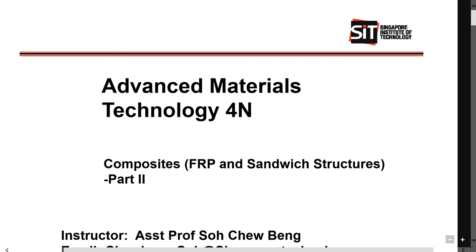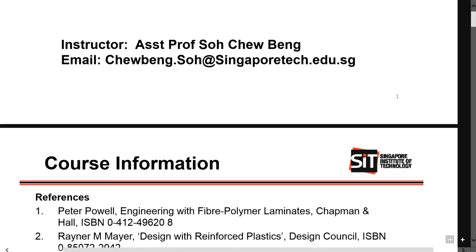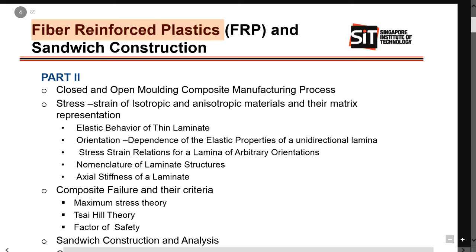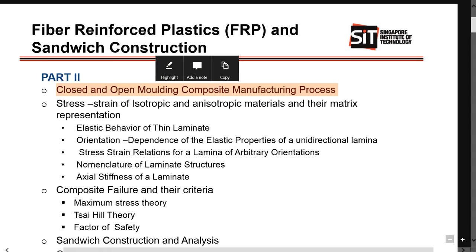So this is the second set of lecture notes, and it will mainly focus on fiber reinforced plastics, where we talk about FRP in the previous systems, and sandwich constructions. So in this lesson 4, we will talk about the closed and open molding composite manufacturing process.